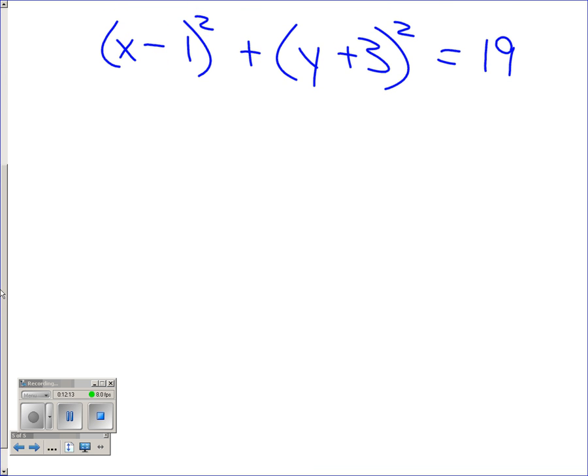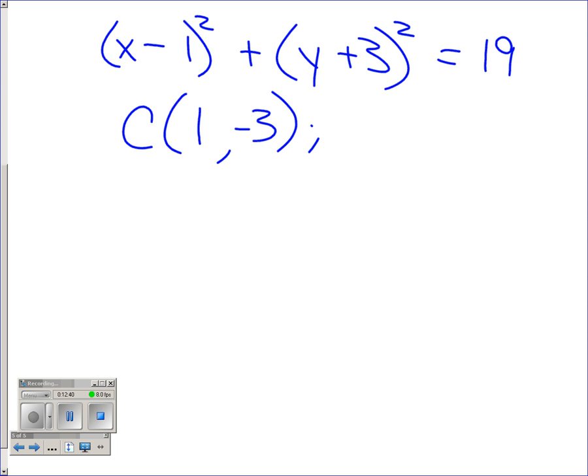Well, let me put it right here. The center, again, if you just take that x minus 1 and set it equal to 0, x is equal to 1. If you take the y plus 3, set it equal to 0, y is equal to negative 3. All right, so we've got the center where it's starting from, our starting point. And now then we've got to go through and find out what the radius is.